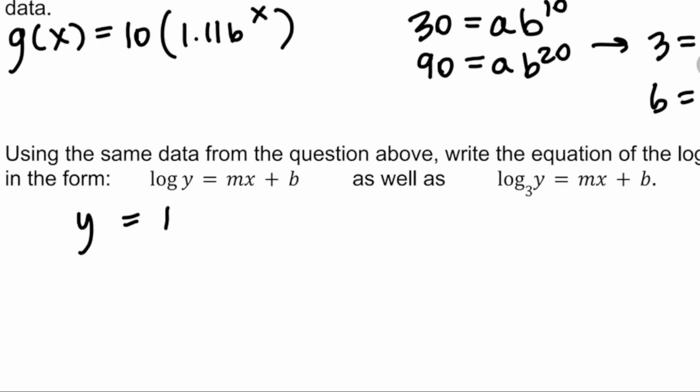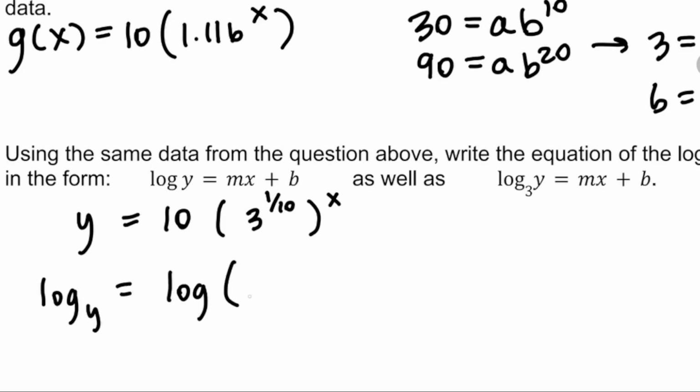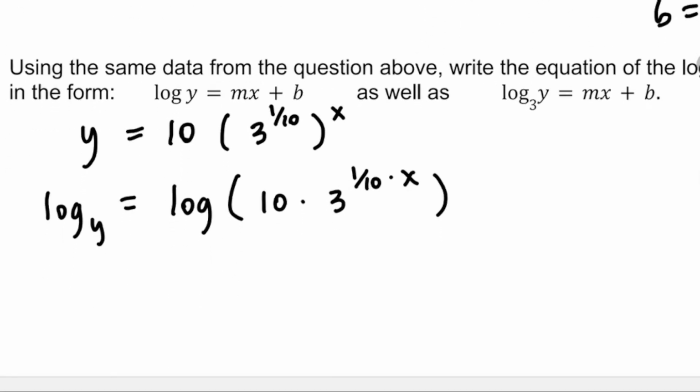y equals 10 times 3 to the 1/10 to the x. Yeah, that's what I'm going to do. And then I'm going to take the log of both sides. And then that is a 10 multiplied by 3 to the 1/10 of x. Okay, and then I'm going to be saying, all right, well, that'll be log of y.